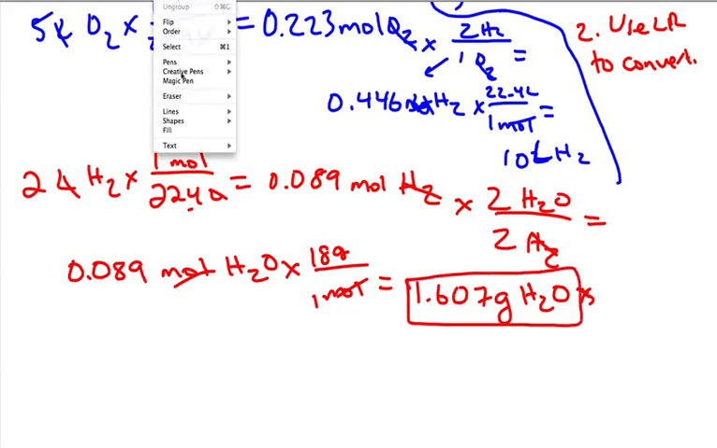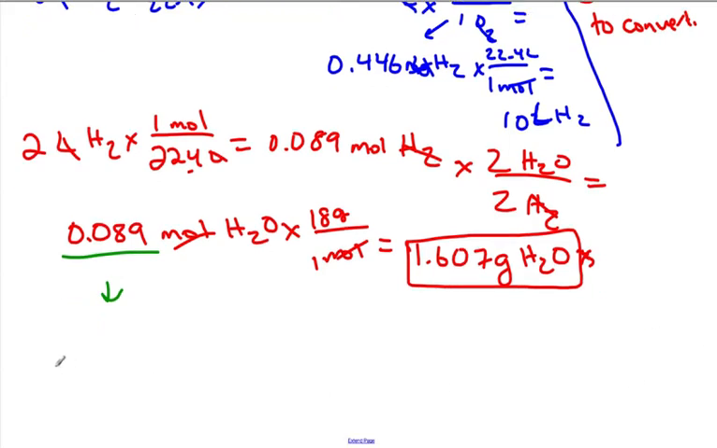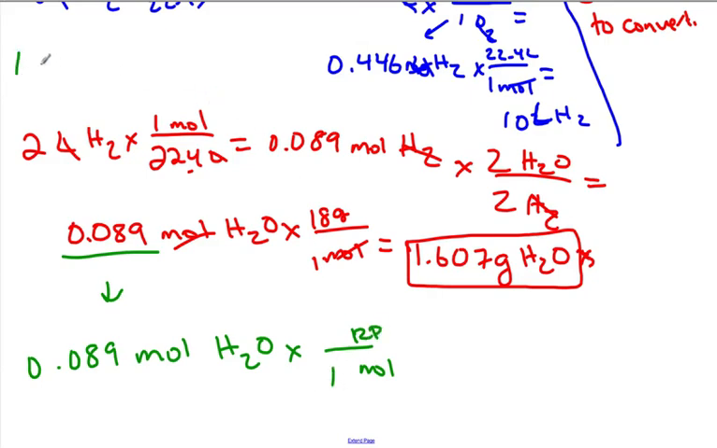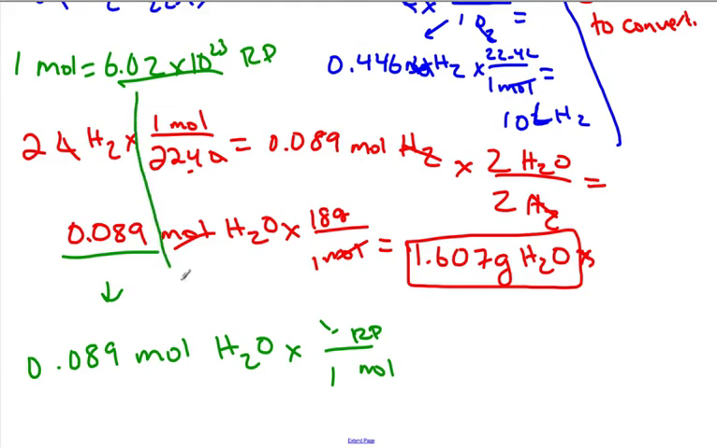But let's say we wanted to find out how many molecules of H2O we're going to get. Well, to do that, we're going to use the same number, 0.089 mole H2O. But instead of going from moles into grams, we're going to go moles into RP, representative particles. Well, what 1 mole is defined as? 1 mole is defined as 6.02 times 10 to the 23rd representative particles of anything. So we're going to multiply this 0.089 times that number. I'm just going to draw a line right there because I don't feel like rewriting that. And then it's going to be 6.02 E23.